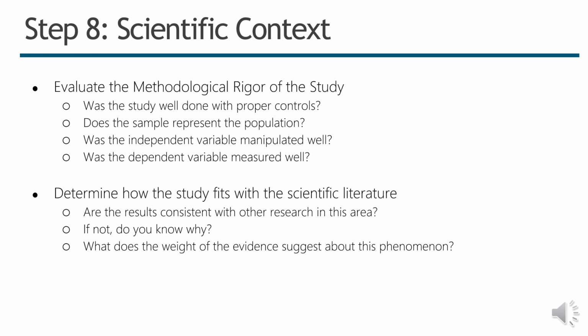Was the study well done with proper controls? Does the sample represent the population well? Was your independent variable manipulated well? And was your dependent variable measured well? So in this case, you can consider, does your sample of people at the YMCA represent the population well? Okay. When you manipulated an independent variable, did everybody get the audiobook that you said they were going to get? Did they all actually watch the training about temptation bundling if they were in that group?